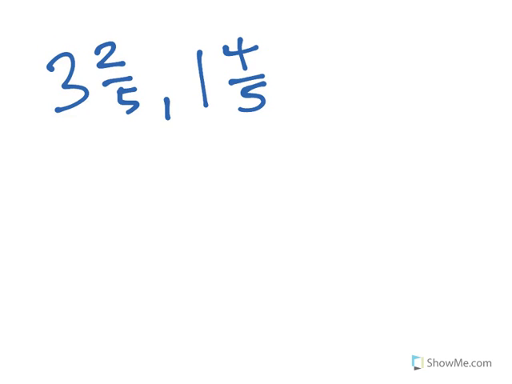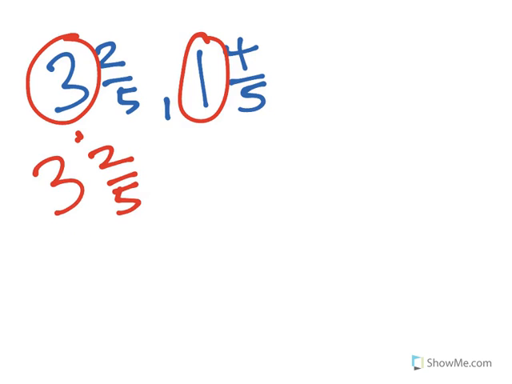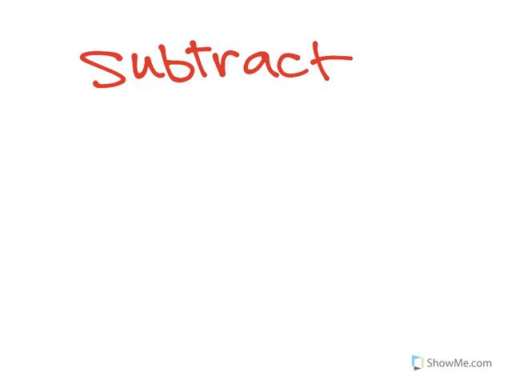So if I'm comparing these two fractions, they make it really easy for me because I already know that 3 is greater than 1. So of course, this fraction is greater. So 3 and 2/5 is greater than 1 and 4/5. So the first thing you should always do when you're comparing fractions is look at the whole number first. That can give you a simple clue on which fraction is greater or less.